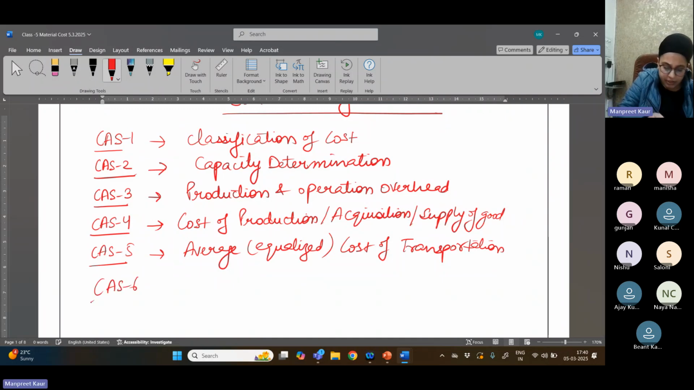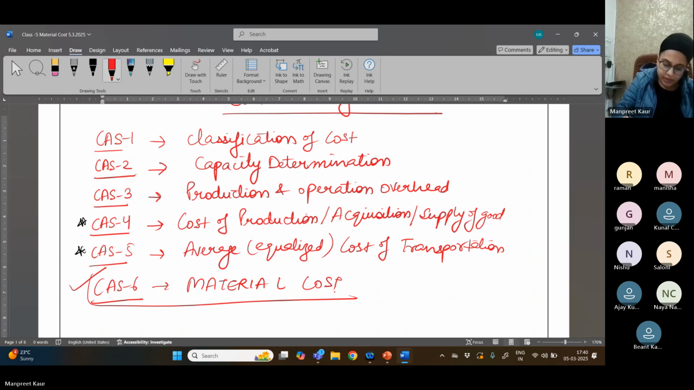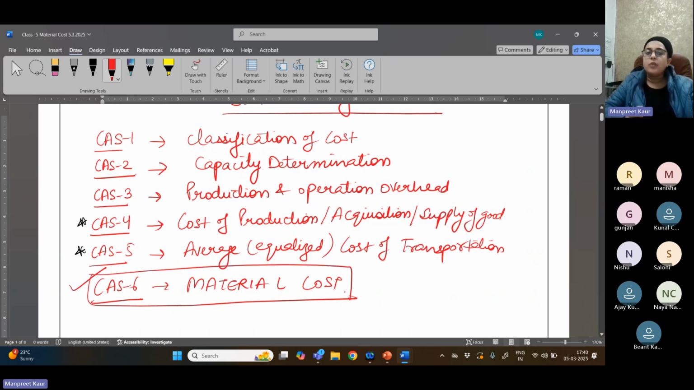Next CAS we will discuss both in detail. Before that, in today's class, we will discuss the material cost, CAS 6. Now, what does cost accounting standard CAS 6 say about the material cost?